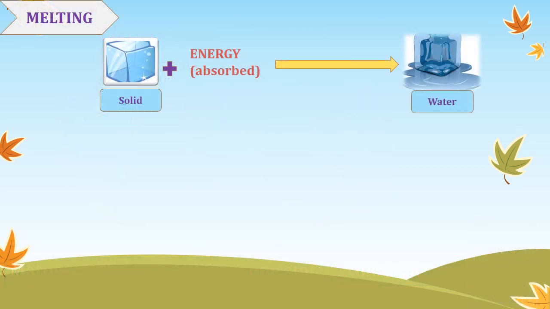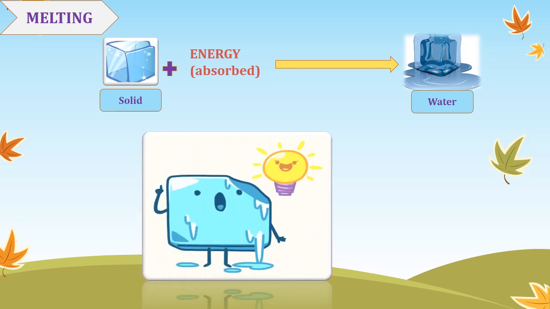In melting, the solids absorb energy from the surrounding and get converted into their liquid form. As all of you are very well aware of the melting of ice, when we take out an ice cube from the refrigerator, it gets converted into water by absorbing the heat from the surrounding. This is melting.